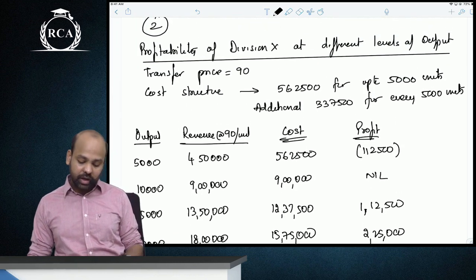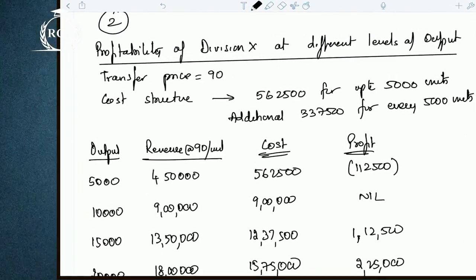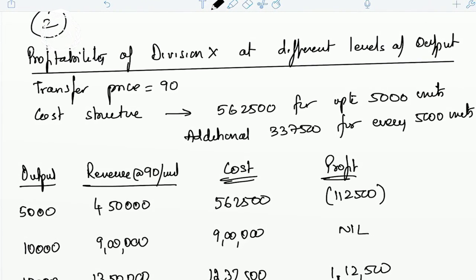We will have to do this calculation for division Y also, but for division Y the selling price per unit is not constant. I'm waiting for a minute, actually 2 minutes, till you all finish this.